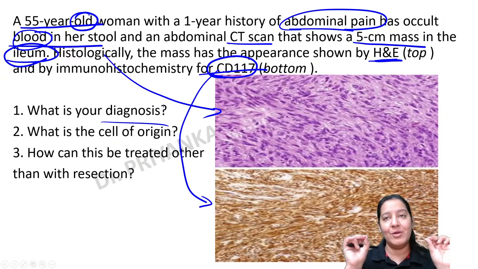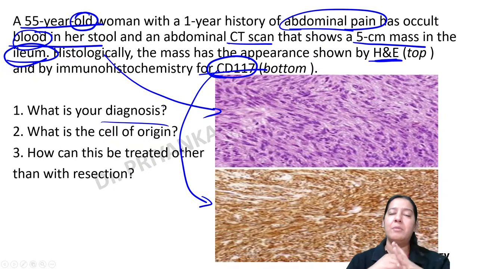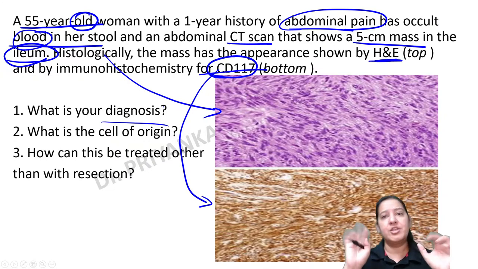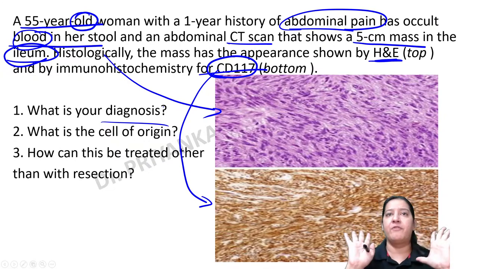You may be knowing the immunohistochemistry markers. Now the list of immunohistochemistry markers should be at the tip of your tongue. Always should be at the tip of your tongue. So yes, the correct answer here is GIST. You should know the list of immunohistochemistry markers.